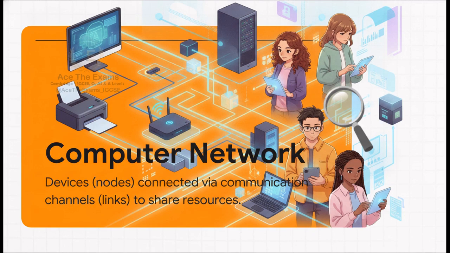The source stresses that this right here is the absolute foundational definition you need to lock in. A computer network is simply a set of devices, which we technically call nodes, connected through communication channels, which we call links, for the specific purpose of sharing resources. That's the whole shebang. A node could be a computer, a printer, really any device that can send or receive data. And those communication channels, those are just the physical wires or the wireless paths that actually tie the whole setup together.